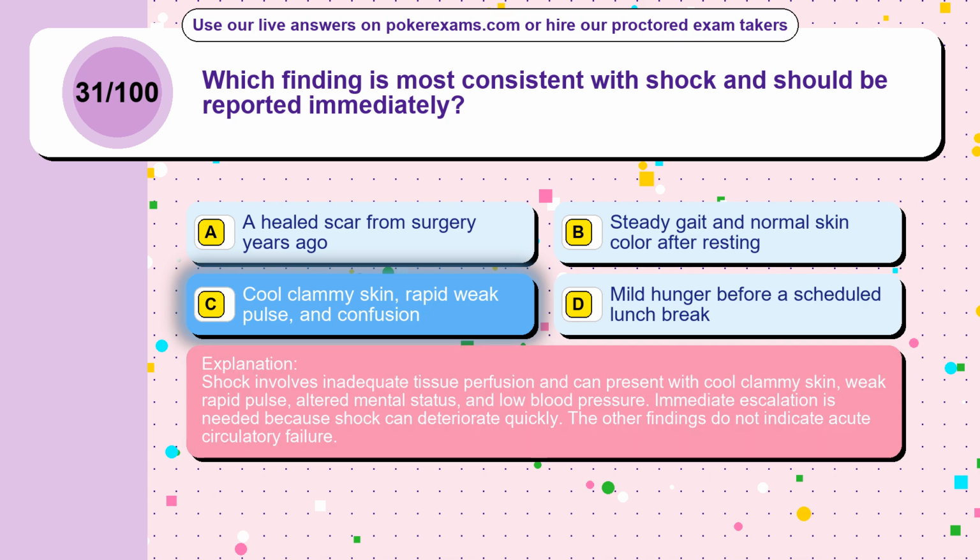Shock involves inadequate tissue perfusion and can present with cool clammy skin, weak rapid pulse, altered mental status, and low blood pressure. Immediate escalation is needed because shock can deteriorate quickly. The other findings do not indicate acute circulatory failure.